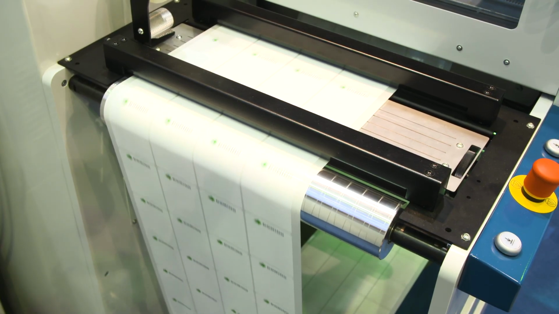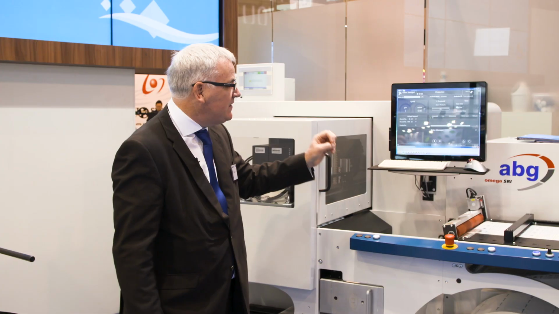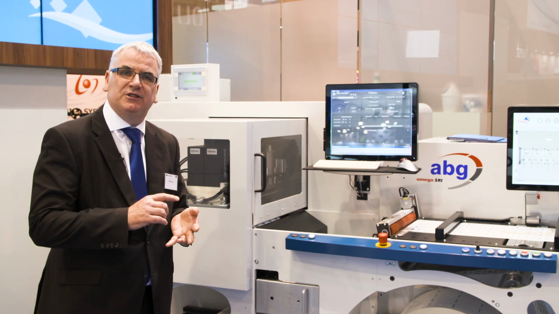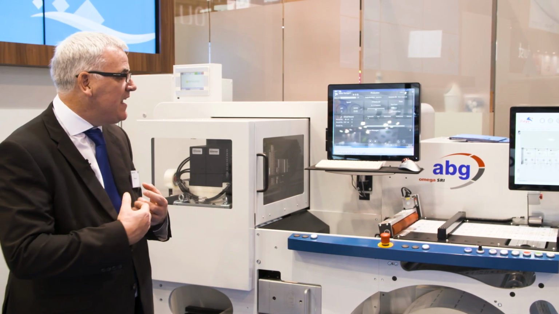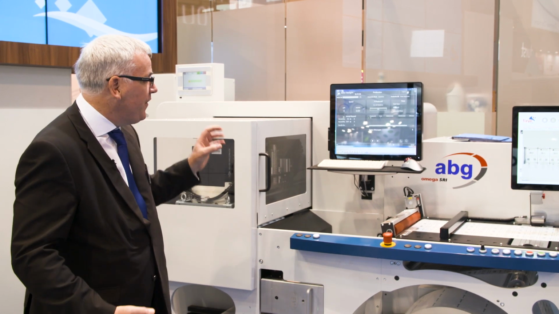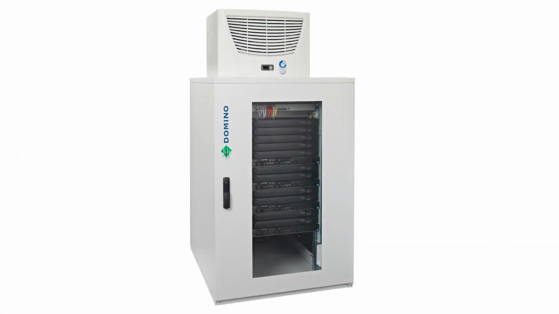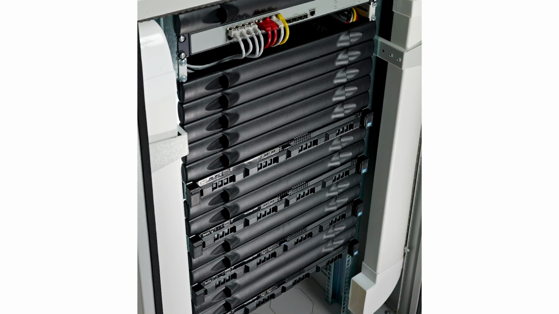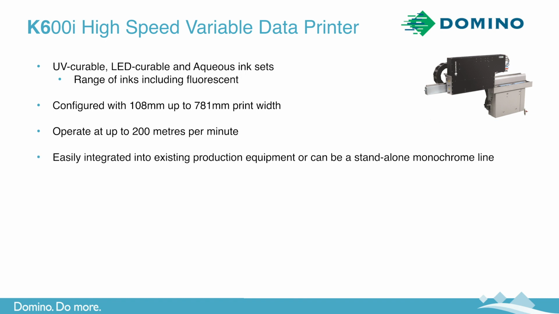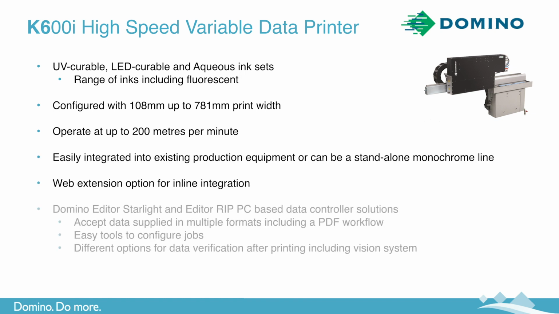Besides the printer, we have 2 different data controller options. This is the Editor Starlight controller. It's a universal controller. It's very good for handling multiple different database files that then get formatted for printing production jobs. Our other controller solution is called the Editor RIP controller, and that's designed for larger systems, wider systems with more complex data requirements, or where customers prefer a PDF workflow. And in those instances, multi-page PDFs are designed and produced offline, sent to the Editor RIP where they're printed.